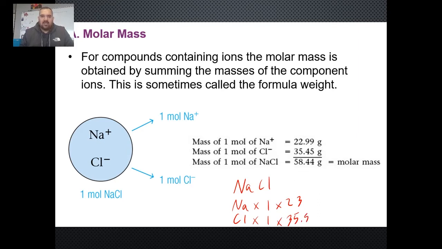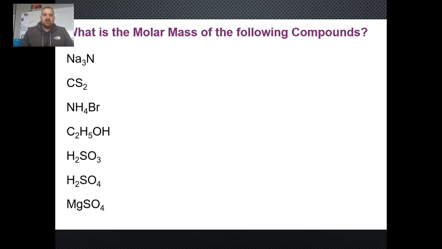And then we just add them together, and that's going to give us 58.5 grams per mole. So 1 mole of NaCl has a mass of 58.5 grams. Here are some practice problems. I'm going to give you all a few minutes to work on them. I'm going to do one of these for you, and then I'm going to let you guys work out the rest. So let's do that first one.